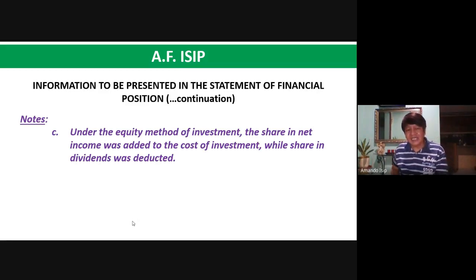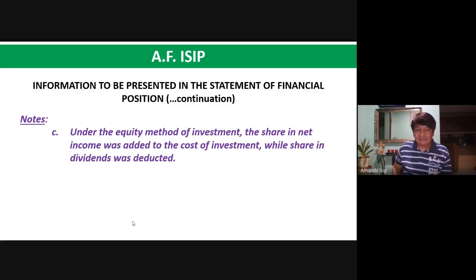Also remember letter C. Under the equity method of investment, the share in net income is added to the cost of investment while share in dividends is deducted. Example, company A invested 2 million in company B. And then company B, the investee, earned profit. Of course, company A will have a share in the profit of company B. The share of company A in the profit of company B will be added to the cost of investment of company A. In case company B declared dividend, the share of dividend of company A should be deducted from the cost of investment of company A.